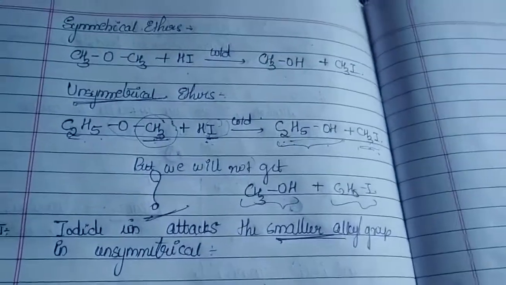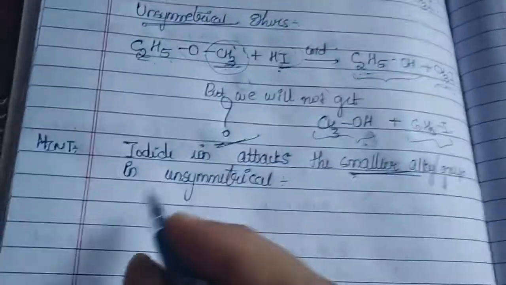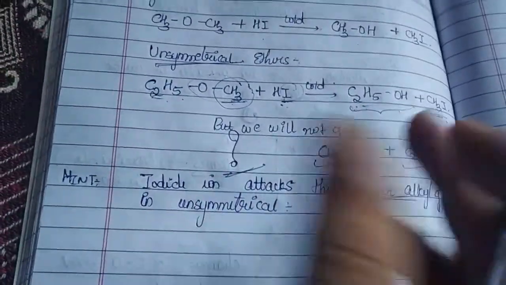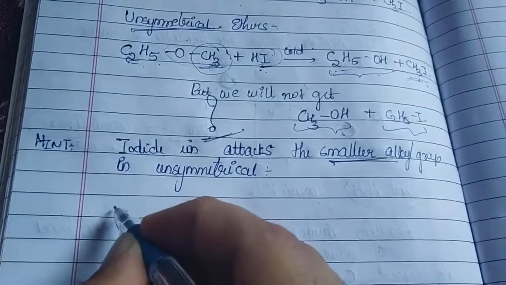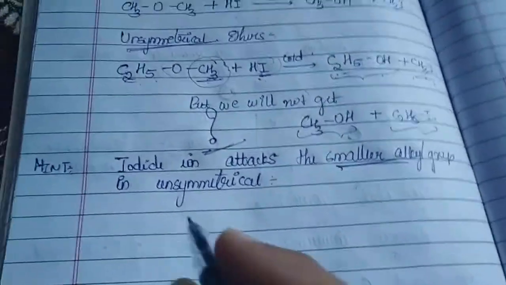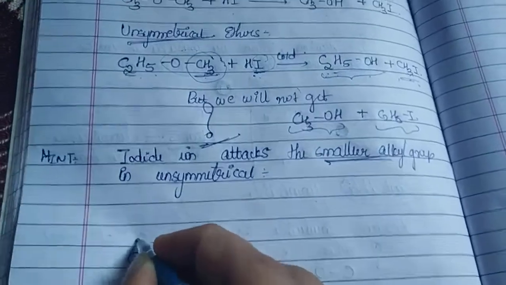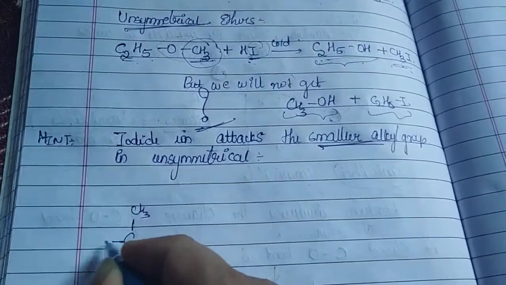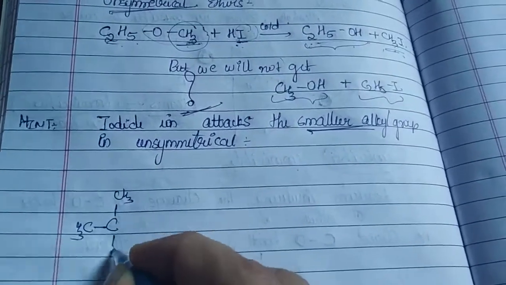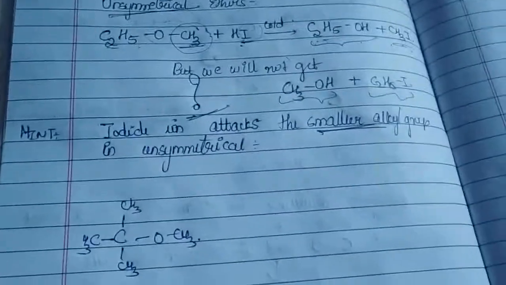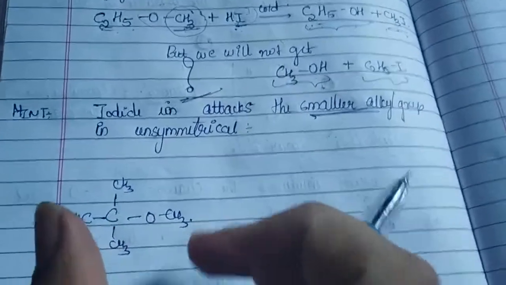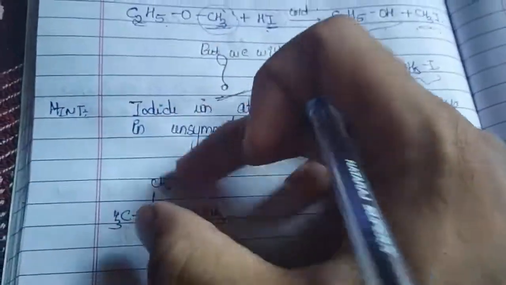It doesn't stop over here, guys. Once again I talk about unsymmetrical ethers. Is the same applicable for a tertiary alkyl group? For example, if I am having (CH3)3C-OCH3, this is your tertiary alkyl ether. It is a tertiary alkyl ether, where a tertiary alkyl group is present.